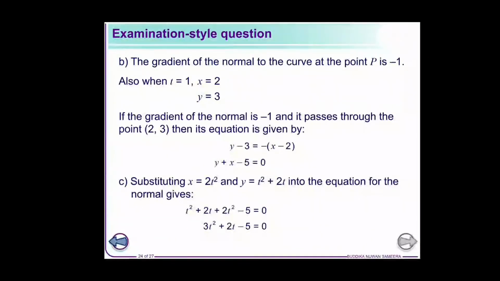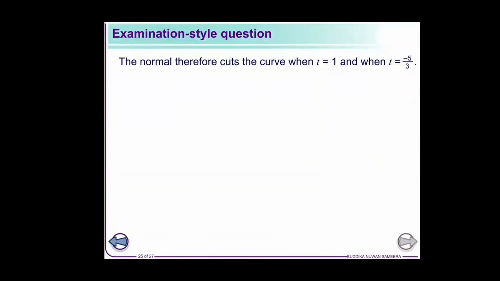So this is a quadratic equation in t. So you can find the solutions of the equation, t equals 1 and t equals minus 5 over 3. So we know that already t equals 1 is the point P, so we need to find the coordinates of the other point. So then definitely you have to use t equals minus 5 over 3.